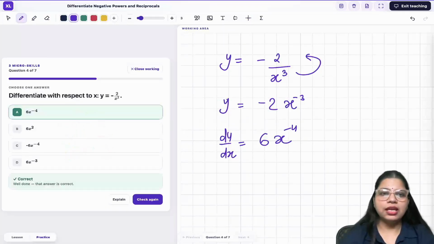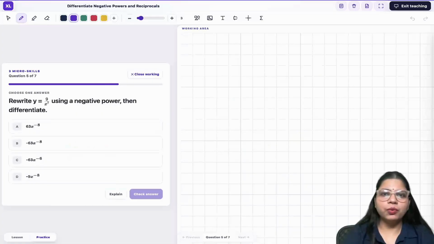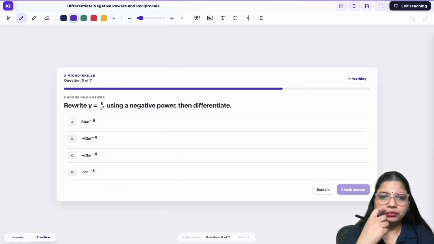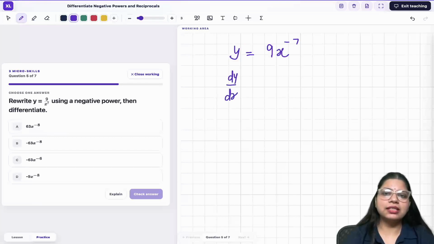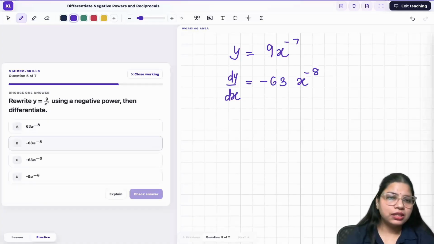Good job. Next question, we have y equals 9 over x to the power of 7. How do we do that? Think. We're going to be rewriting it as 9x to the power of minus 7. So what's dy by dx? Dy by dx is multiply the coefficient with indices, that gives you minus 63, reduce it by 1. That means we have B part as the answer.